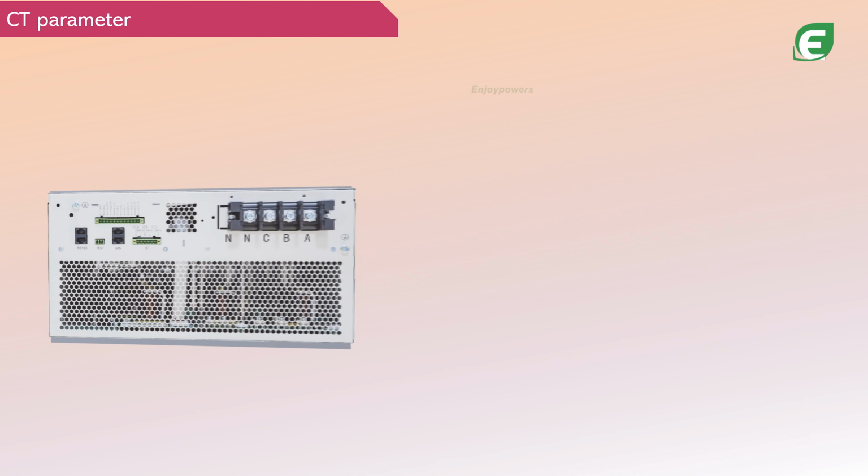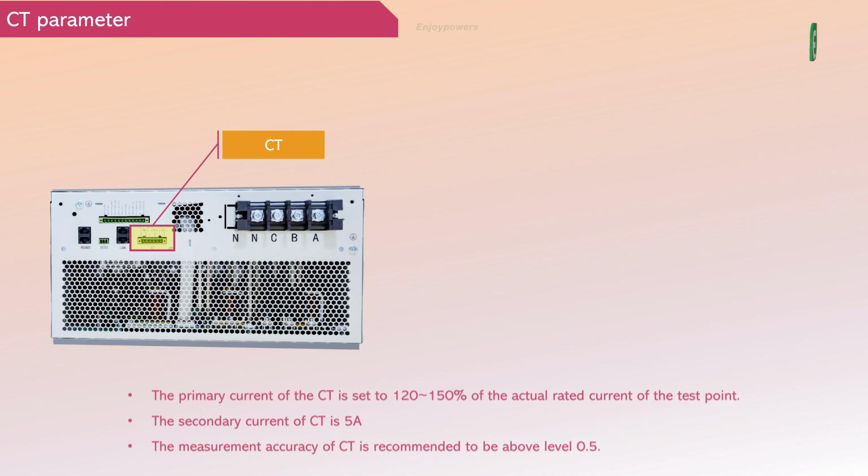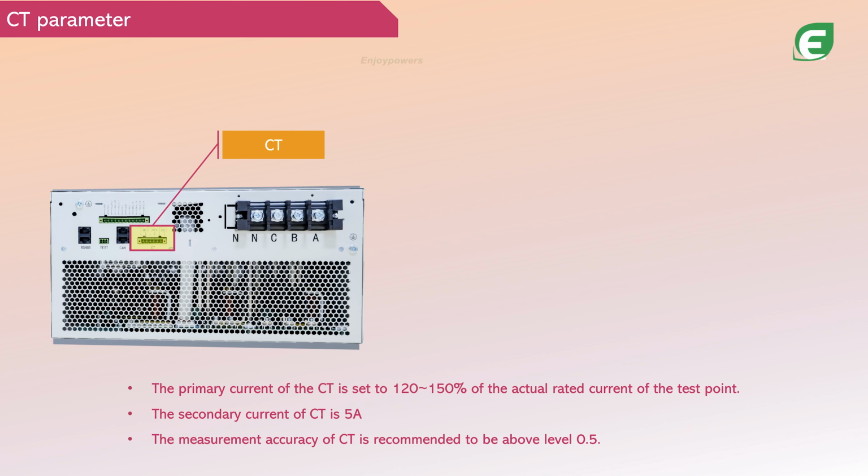The CT interface here connects to a set of 3 CTs. It is recommended to set the primary current of the CT to 121/50% of the actual rated current at the test point. The secondary current of the CT is 5A, and the measurement accuracy is recommended to be above 0.5 class.